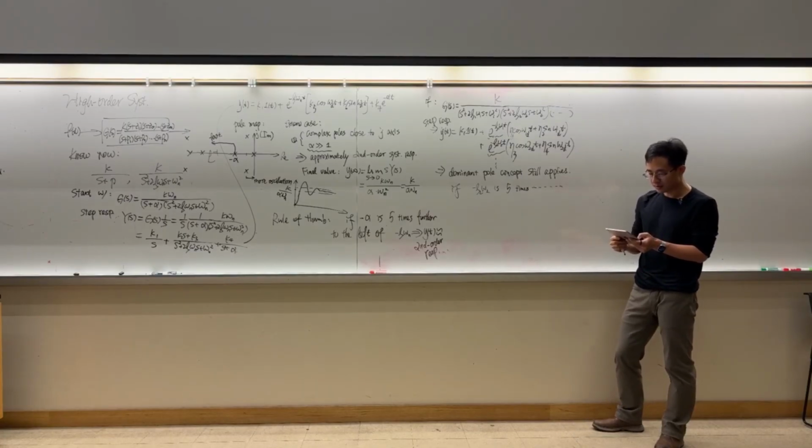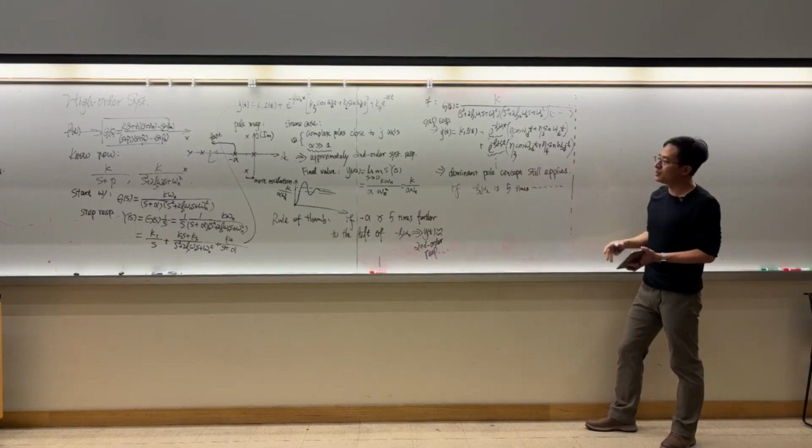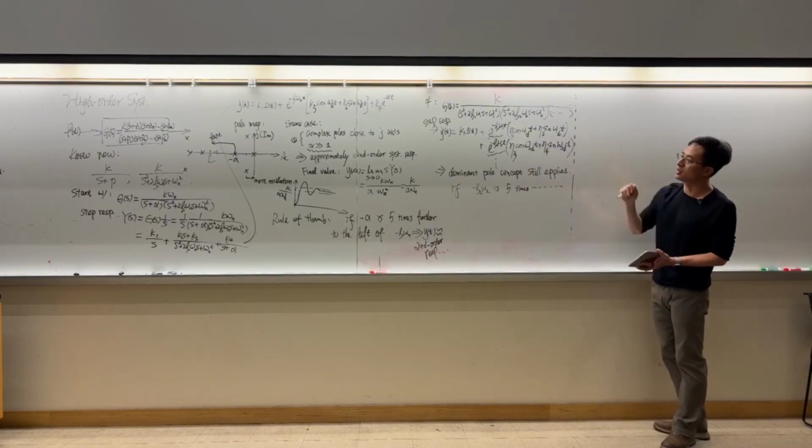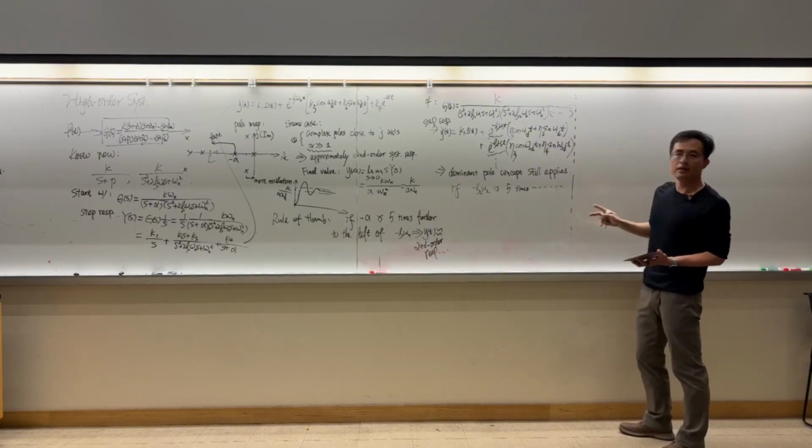Any questions so far? So that wraps up the analysis if you have many, many more poles, high order systems. The next thing is the effect of zeros.